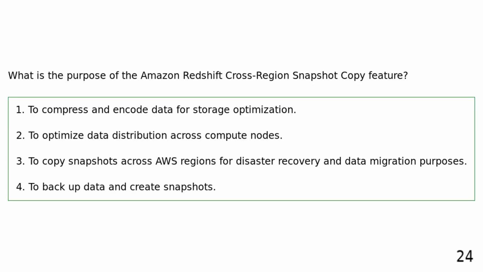What is the purpose of the Amazon RedShift cross-region snapshot copy feature? To compress and encode data for storage optimization. To optimize data distribution across compute nodes. To copy snapshots across AWS regions for disaster recovery and data migration purposes. To back up data and create snapshots.